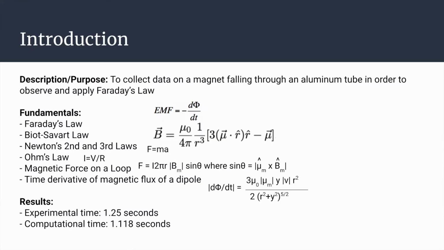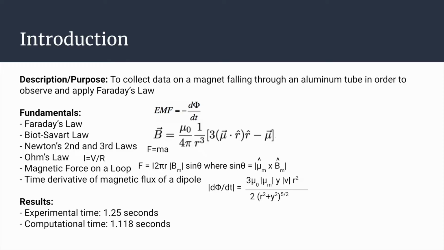The purpose of this lab was to collect data on a magnet falling through an aluminum tube in order to observe and apply Faraday's law. The fundamentals of the lab were Faraday's law, the Biot-Savart law, Newton's second and third laws, Ohm's law, the equation for the magnetic force on a loop, and the time derivative of magnetic flux of a dipole, the equations for all of which are shown to the right.